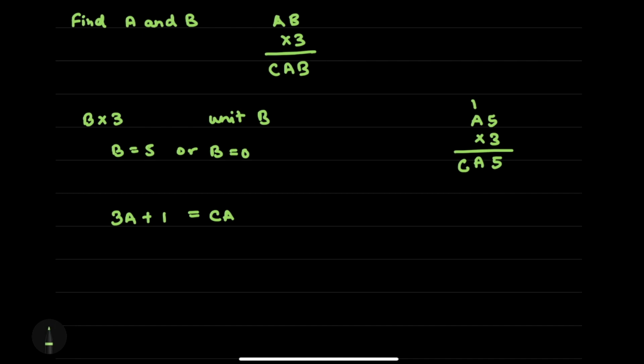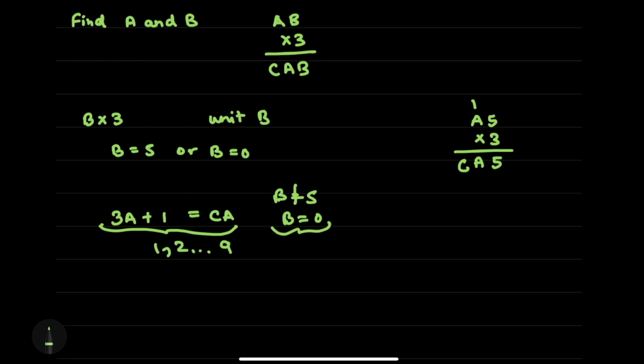So now if a has a value of anything between 1 to 9, then on checking them, we find that no value satisfies this equation. So the only way this might happen is when b is equal to 0. Because this equation is not satisfied by any number from 1 to 9, b is not equal to 5 and it is therefore equal to 0.